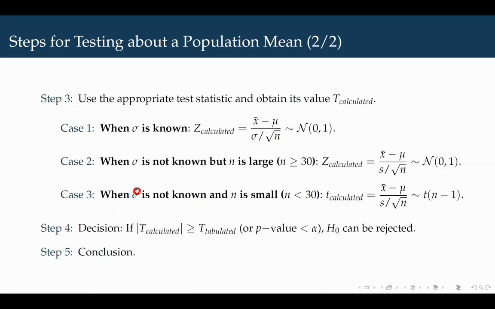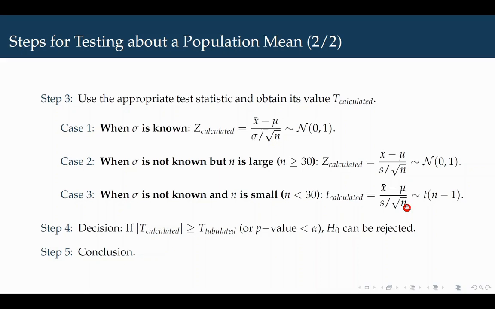But if the population variance or population standard deviation is not known, and if the sample size is small, specifically if the sample size is less than 30, in that case, the test statistic will be based on a t-distribution, which has n minus 1 degrees of freedom. And the calculated value of the test statistic will be just similar to this one, x bar minus mu over the sample standard deviation divided by root n.